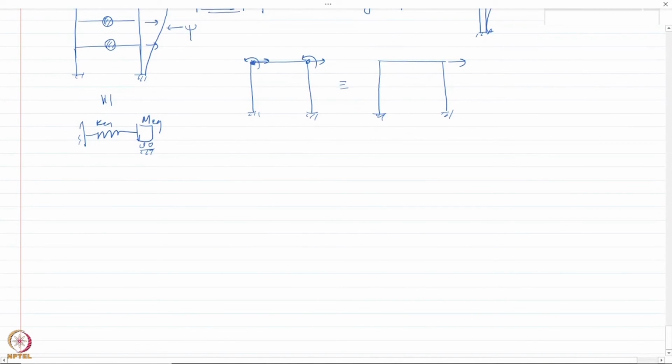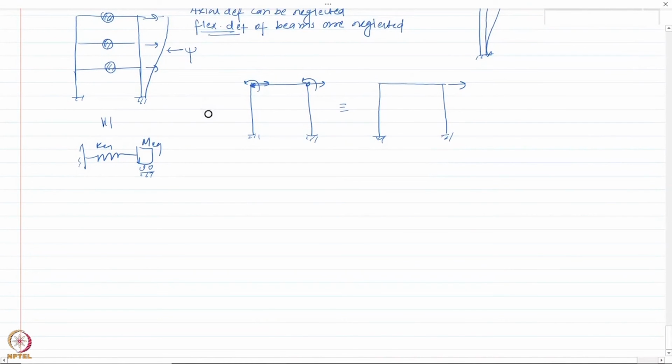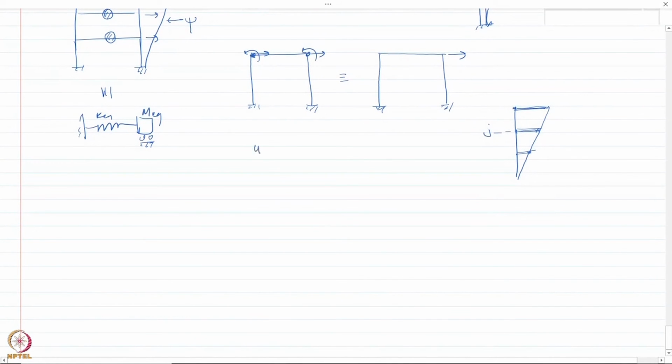Because in this case, what do we do actually? We represent, let us say, a building initially at this position, and then it is deflected like this, and the degrees of freedom are defined at these levels. So somehow if I am able to represent what the shape is represented by these degrees of freedom, then I would be able to find out my shape vector.